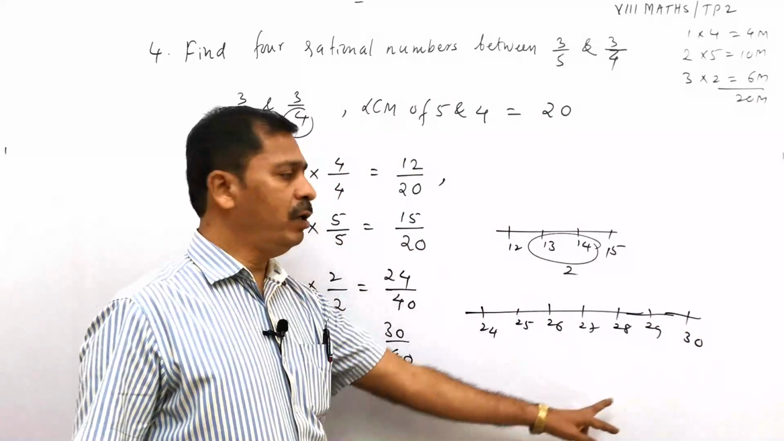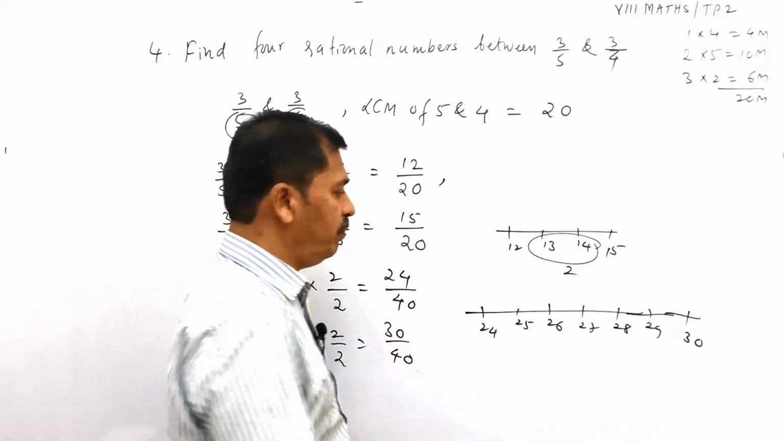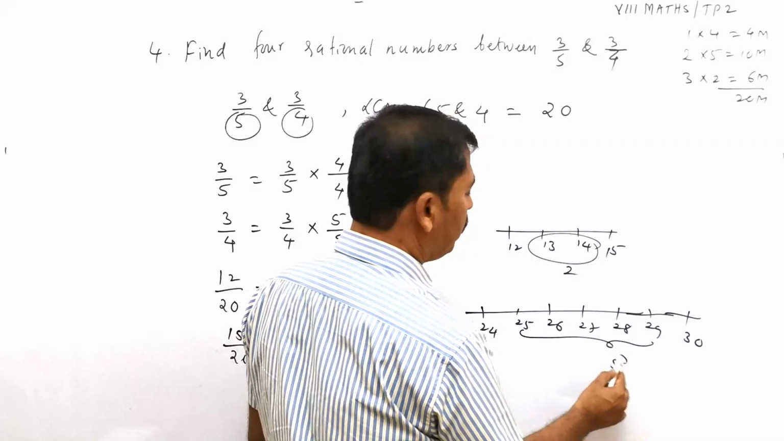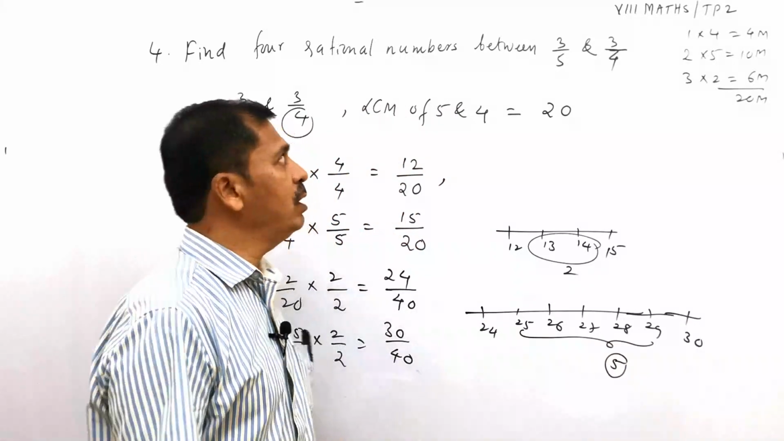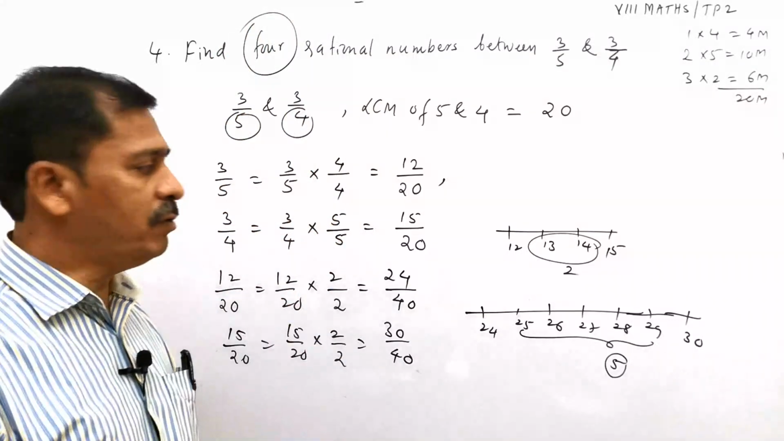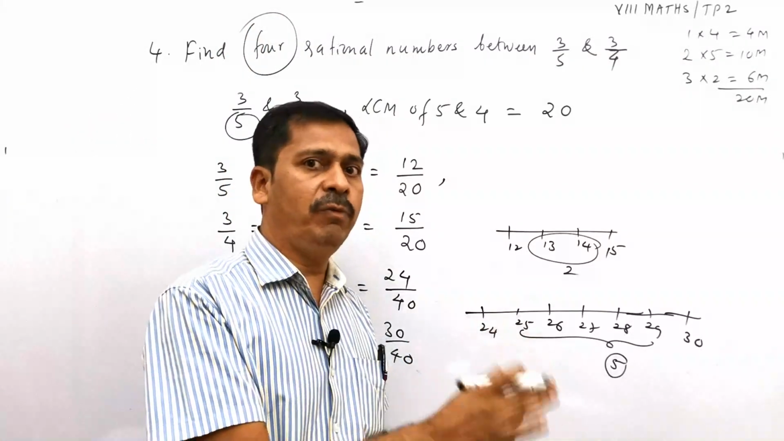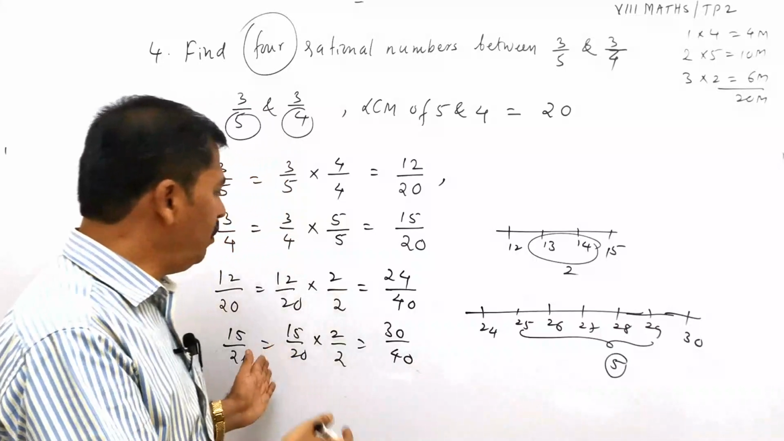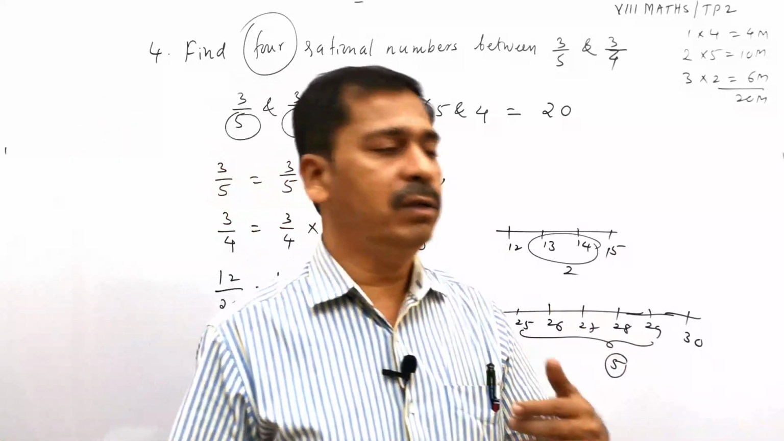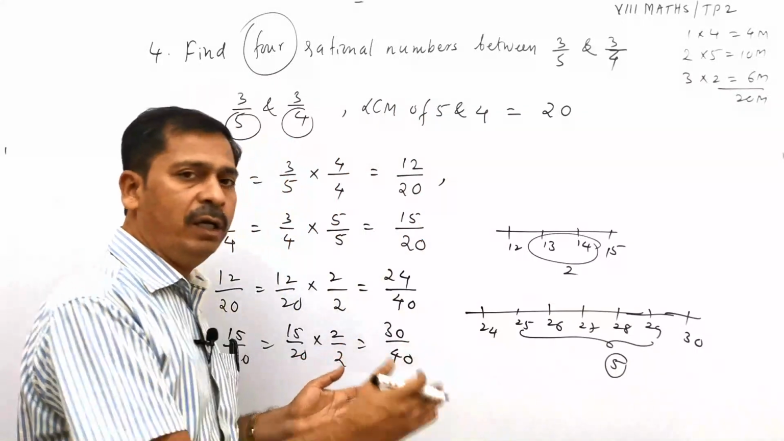Now count the numbers in between 24 and 30. 1, 2, 3, 4, 5 are there here. So how many are there? 5 are there. How many rational numbers do we want to insert? 4 rational numbers we want to insert. It is enough. More than 4 we got. Minimum 4 you should get here. You may multiply by 10 by 10 also. In the textbook they have given almost multiply by 10. If you multiply by 10, that is also okay.